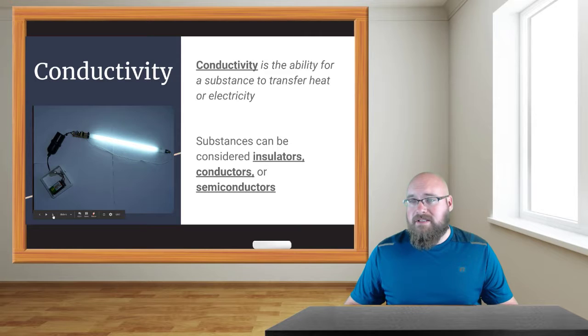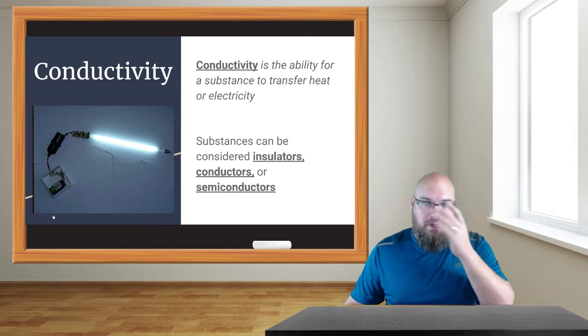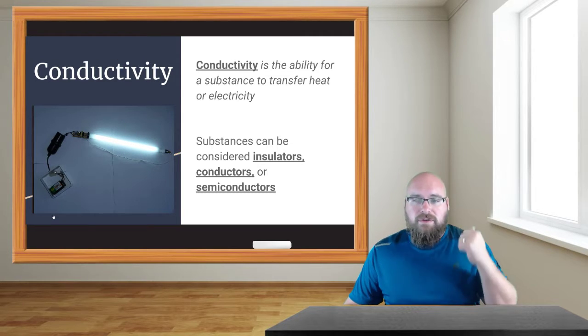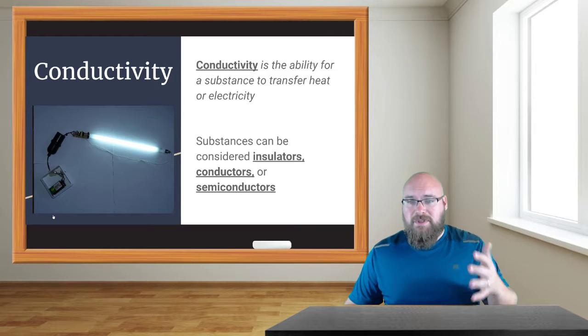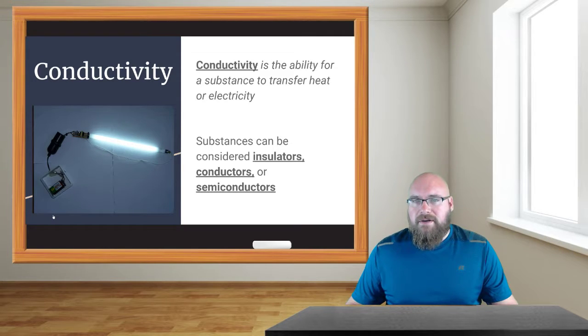Next would be conductivity. This is the ability for a substance to transfer heat or electricity through it. So is it good, is it bad, or is it kind of in between? An insulator would not be a good conductor of electricity and heat. Conductors are good conductors of electricity and heat, and semiconductors are kind of in the middle. So these are three different categories we have to be able to classify something into based on this.